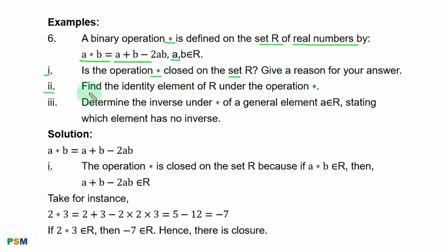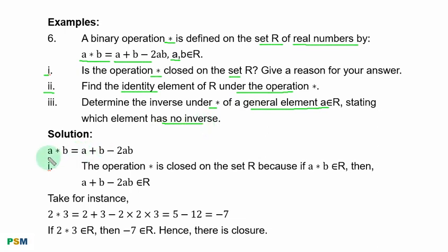Roman figure 2: find the identity element of ℝ under the operation *. Roman figure 3: determine the inverse element under the operation * of a general element a, a member of ℝ, stating which element has no inverse.